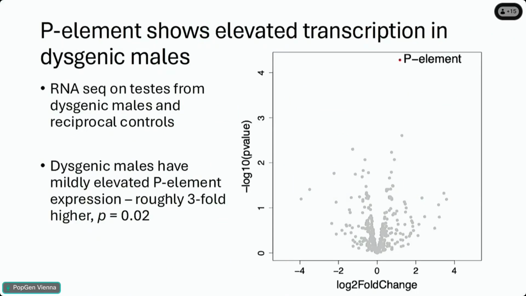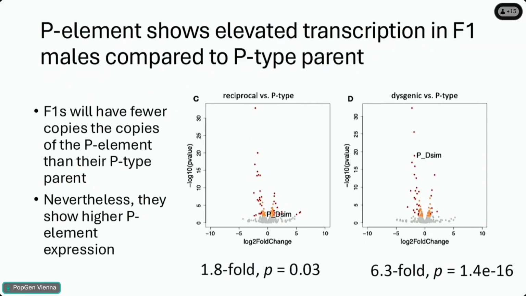What we see is we did RNA-seq on dysgenic and control testes, and we found that the dysgenic testes have mildly elevated P-element expression. It's roughly 3-fold higher than the reciprocals, and it's significant, but not wildly. And it's the only TE that we see that's differently expressed between dysgenic and reciprocal males. Okay, not necessarily a surprise.